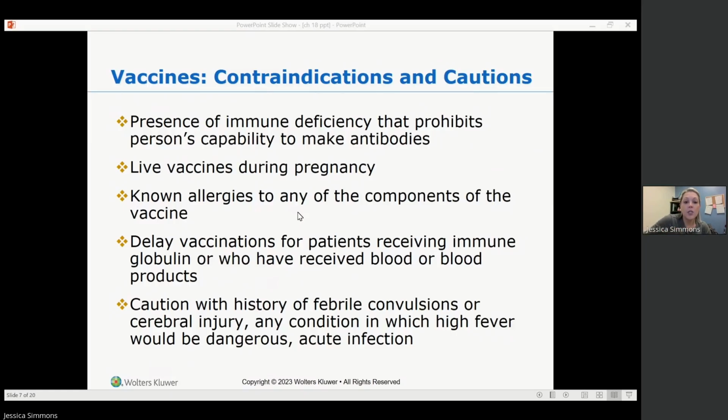And you want to use caution with a history of febrile convulsions or cerebral injury, any condition in which high fever would be dangerous, or an acute infection. You do not want to vaccinate if you are sick, if you have a bad infection or fever, okay?